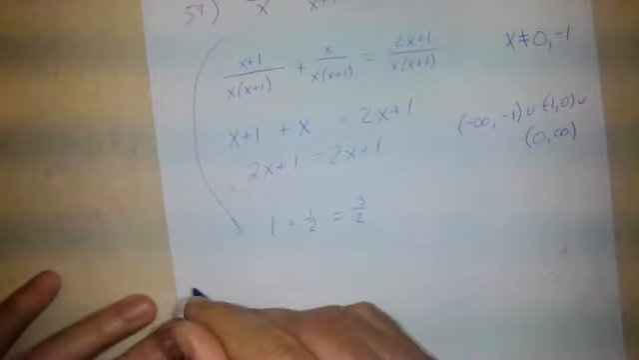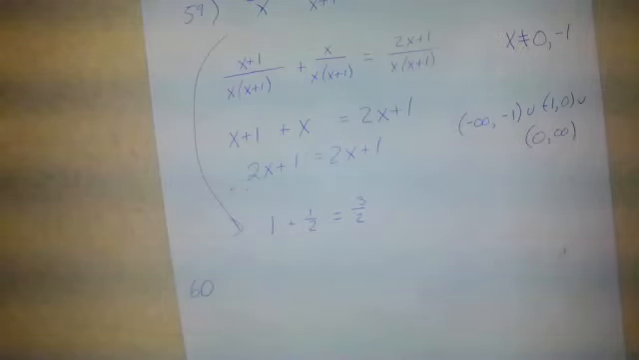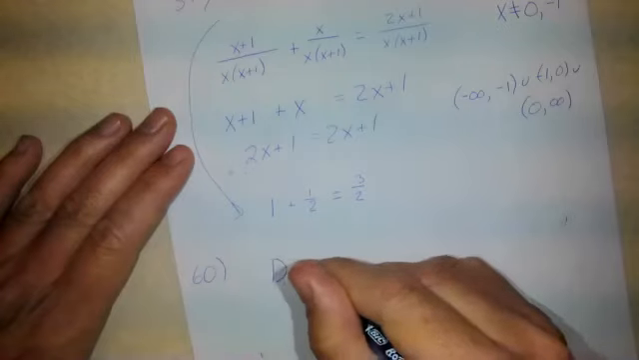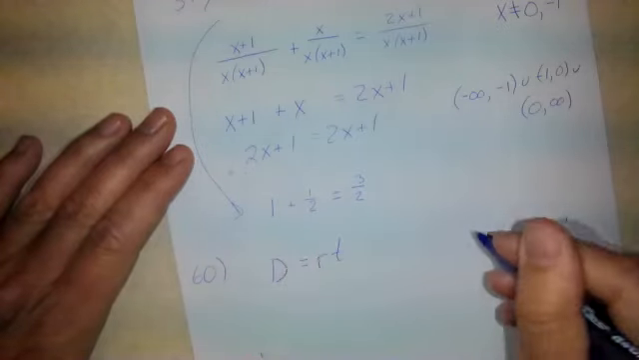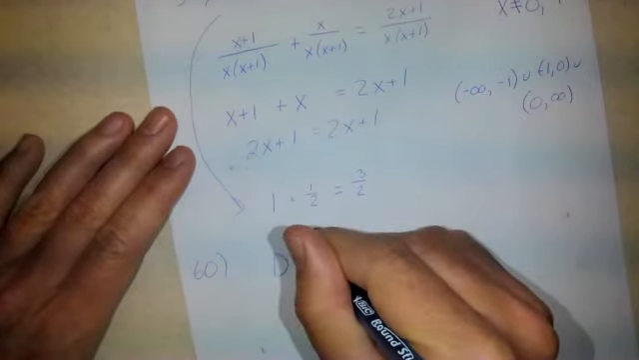Cool. Let's look at 60. Number 60 says it takes machine A twice as long to produce 10,000 bolts as it takes machine B. Together, they do the job in 8 hours. How long will it take each machine to produce 5,000 bolts if each works separately? Okay, so for problems like this, I use distance equals rate times time. And this is a together, I suppose.